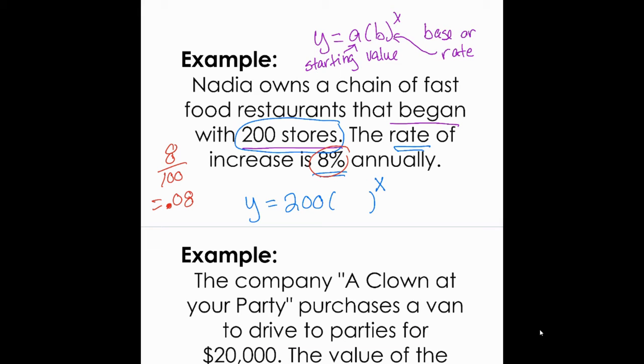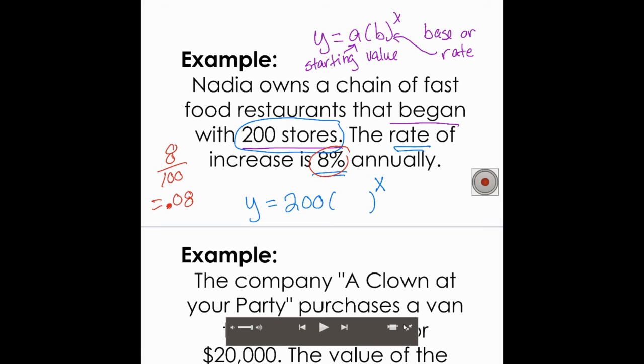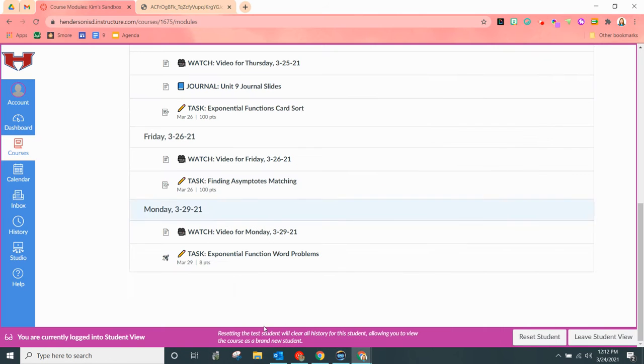I want to show you why this doesn't make sense. If I go to my calculator here real quick, let me see if I can get it to pull up.